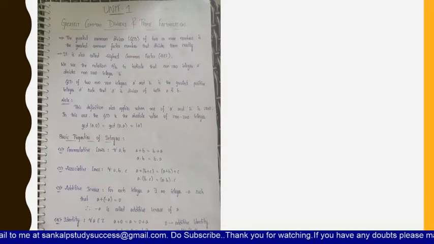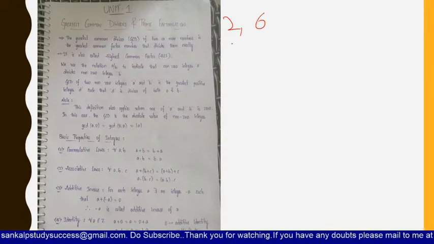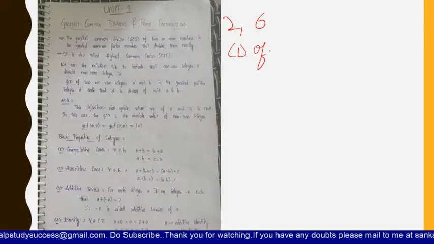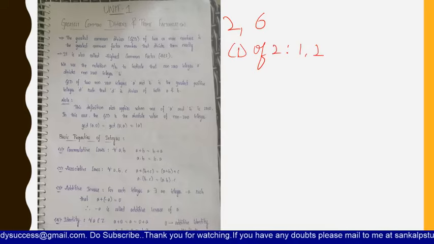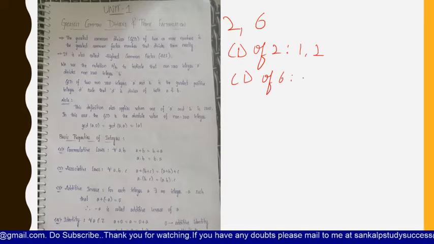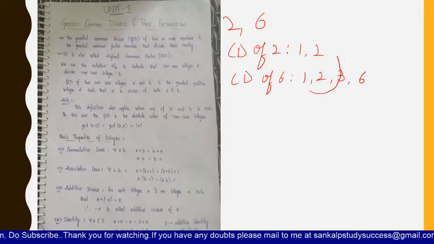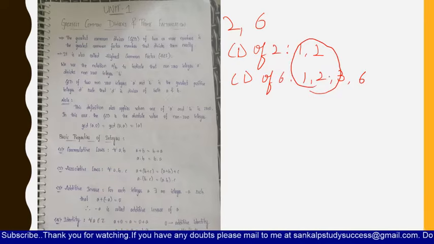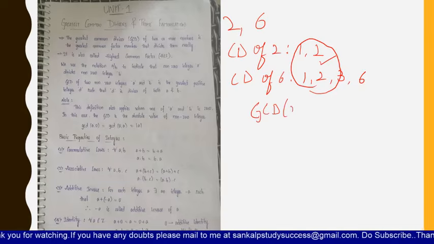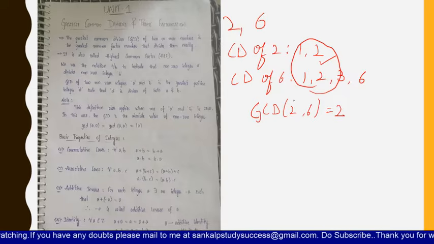Let us take an example so that it can be very clear. Take an example of 2, 6. What are the common divisors of 2? 1, 2 because it is a prime number. What are the common divisors of 6? 1, 2, 3 and 6, correct? So these 1 and 2 are the common divisors for both the numbers. Now the greatest common divisor is 2. So GCD of 2, 6 is 2. So this is the GCD.